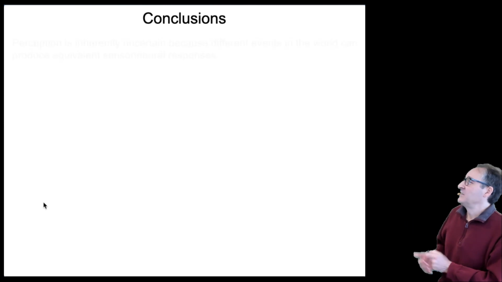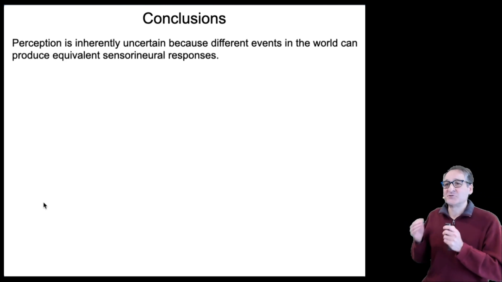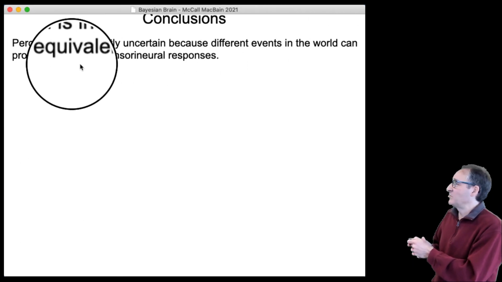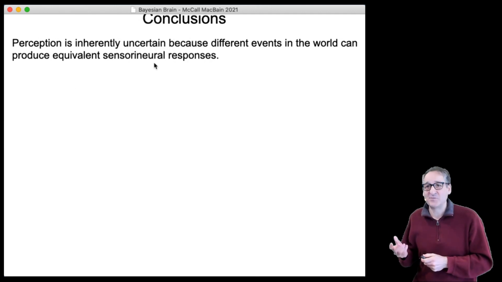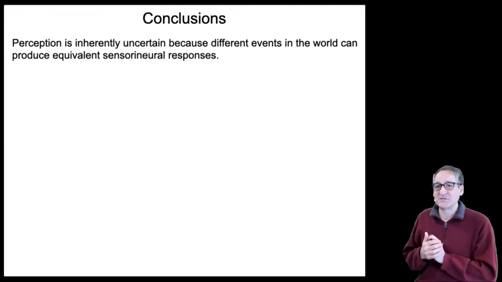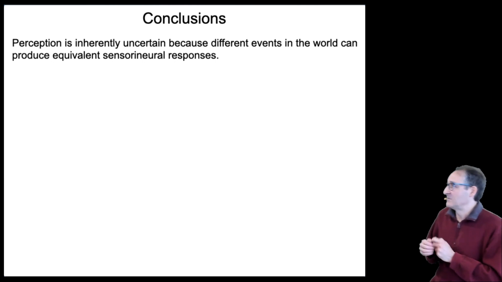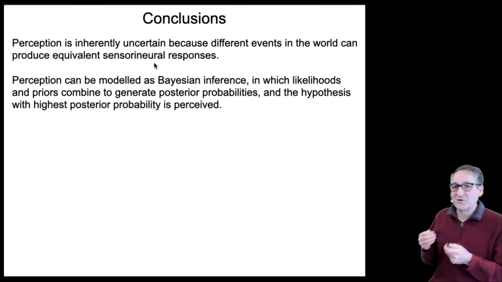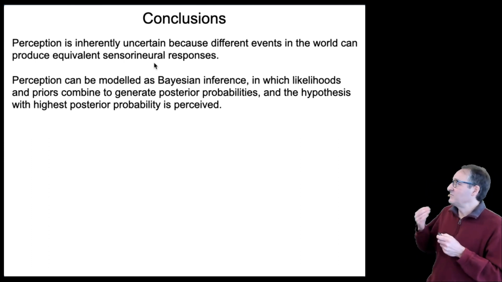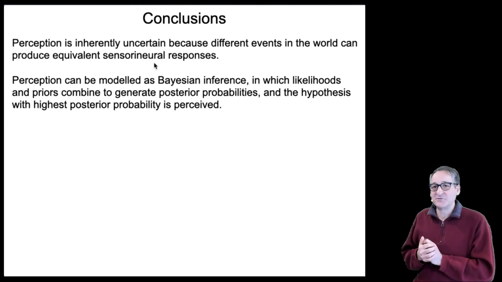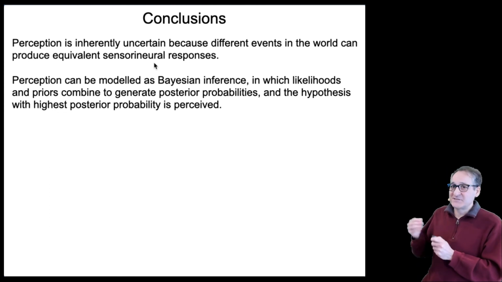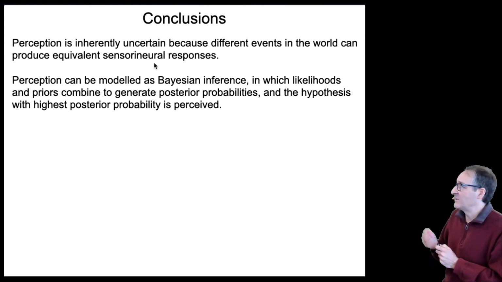I hope, though, that I've convinced you that perception is an inherently uncertain process because different events in the world, like different baskets of apples, can produce equivalent sensory neural responses like the green apple. So taps to different regions of the skin can produce the same patterns of action potentials. And that's why we have that blob of uncertainty, the likelihood function in tactile perception, for example. And we can model perception as a Bayesian process. A Bayesian inference process combines likelihoods and priors to produce posteriors. What we've shown doesn't necessarily mean that the brain is doing that, but it's consistent with the idea that the brain is doing something very similar, if not Bayesian inference.